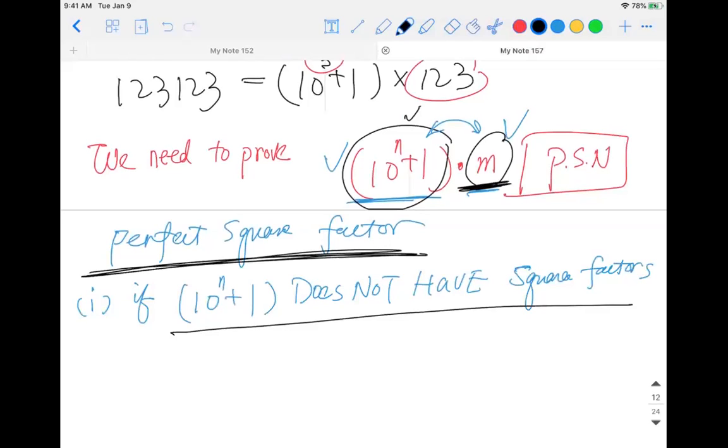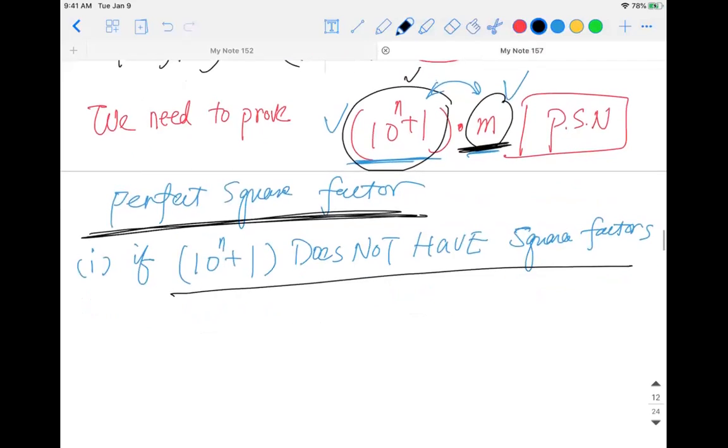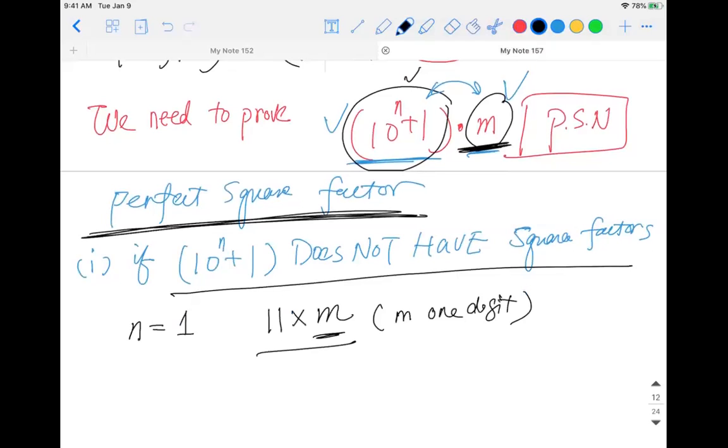First one. If this one does not have square factors, what does it mean? If you have no idea what it is, try to do some enumeration. 1, 2, 3, 4, 5, you get some idea what it is. If n equals 1, you're looking at 11 times m, right? If you want to make sure, m is actually a one-digit number, right? Is it going to be a perfect square number? Forget about this. It's going to be impossible, right?